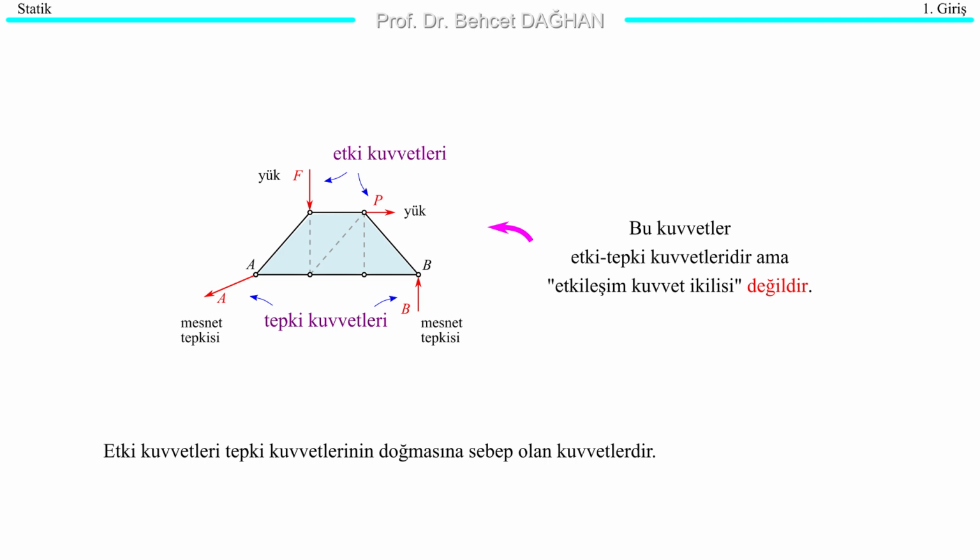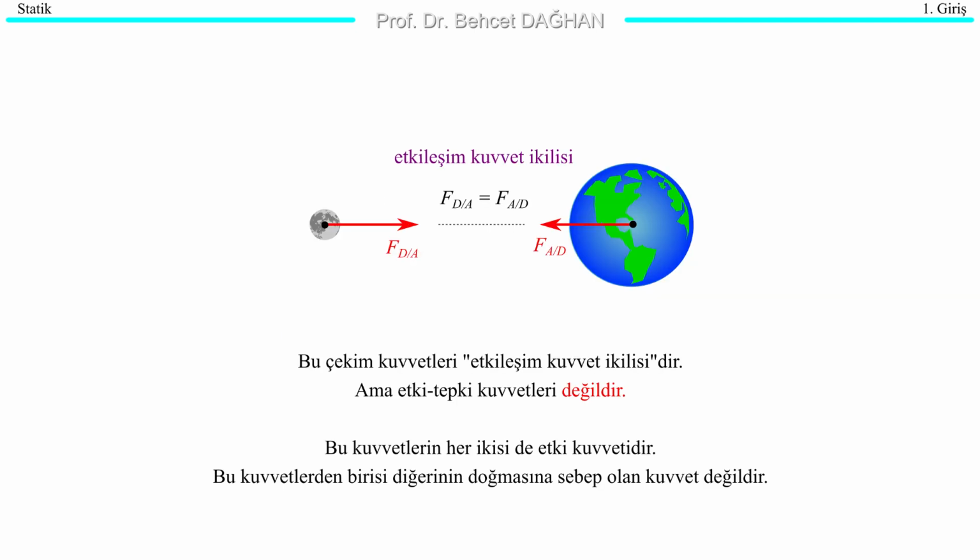Let's examine the gravitational force. For example, let's consider the Earth and the Moon. They exert a gravitational force on each other. These gravitational forces are the interaction force pair. But they are not action-reaction. Because one of these forces is not the force that causes the other to arise. Both of these forces are action forces.